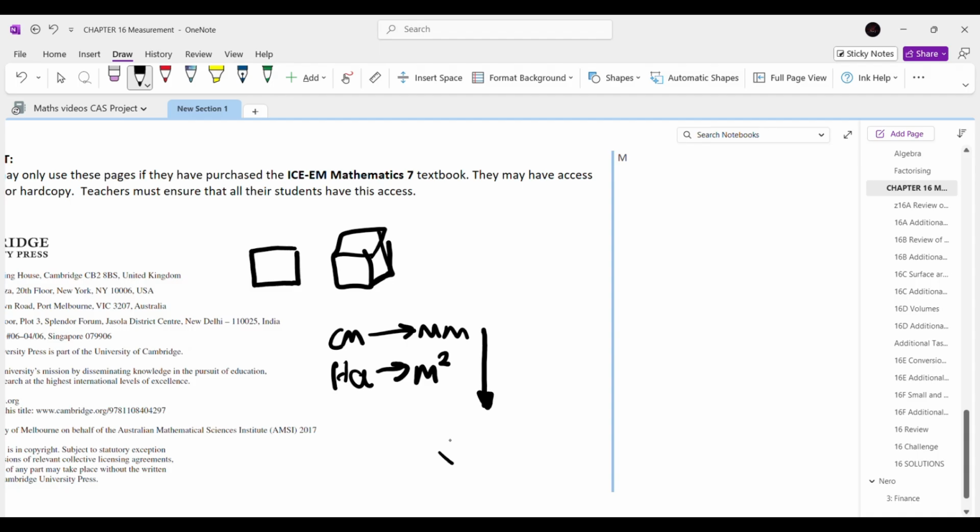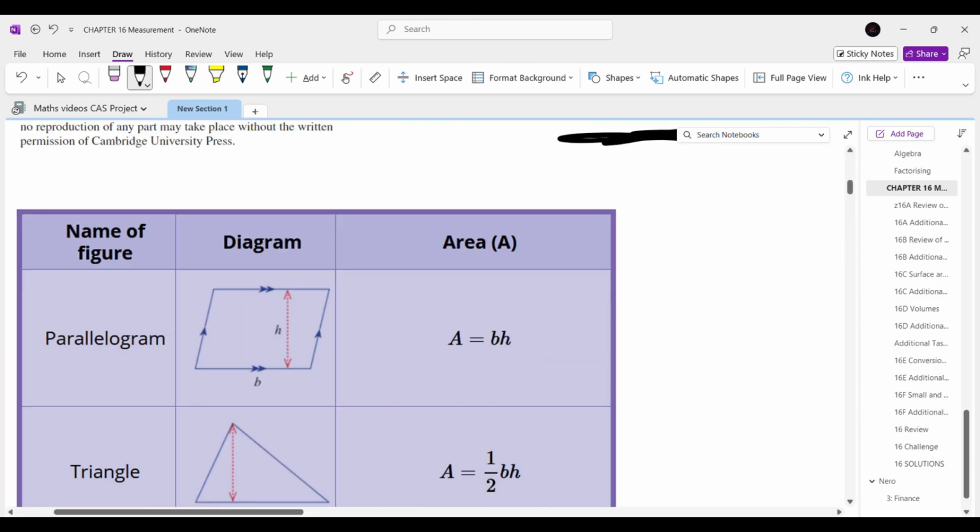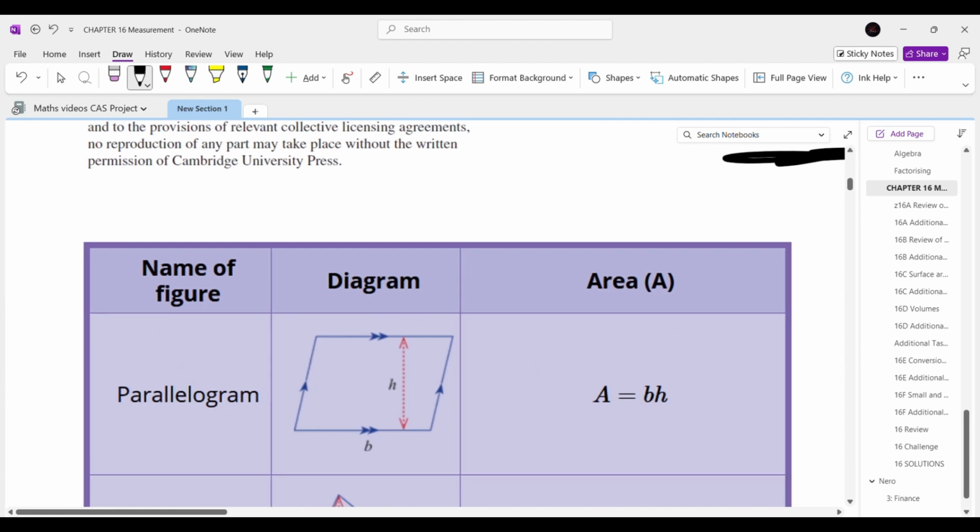We'll also be having a quick look into how to write in scientific form, such as 10 to the minus 6 meters, and what this actually means. Let's go over some revision of some shapes that you might know and how to calculate their area.